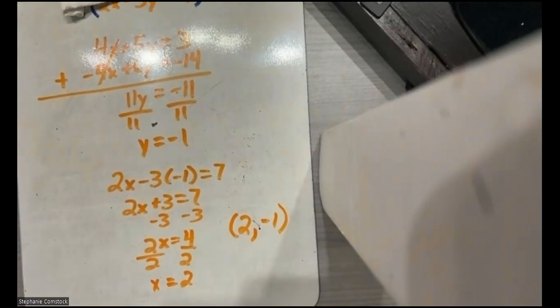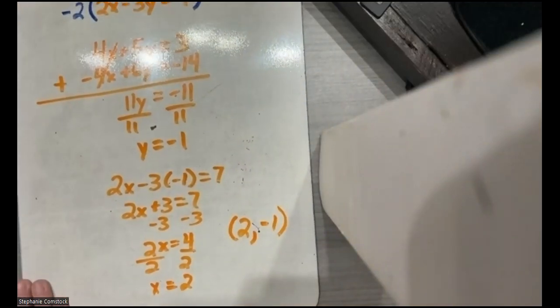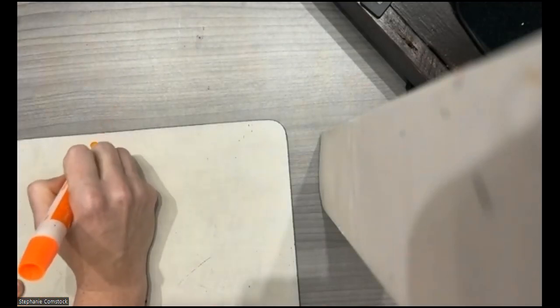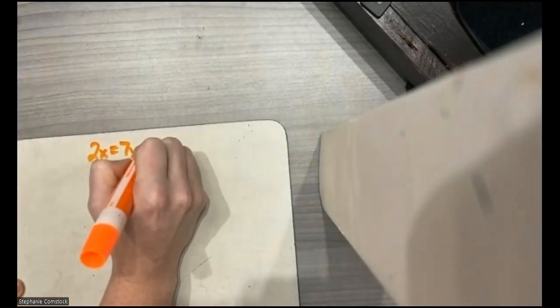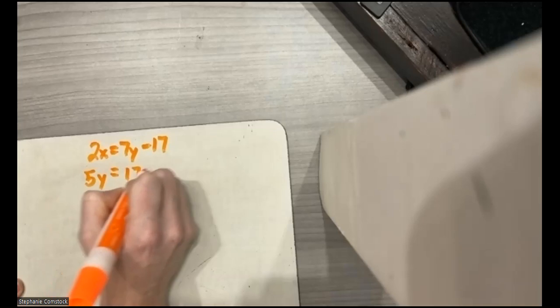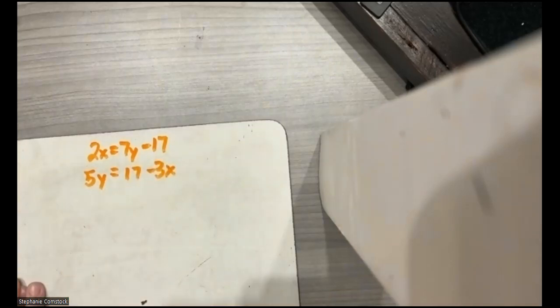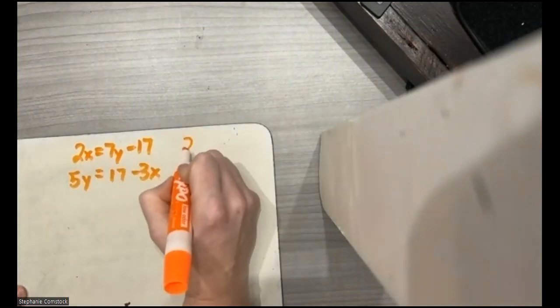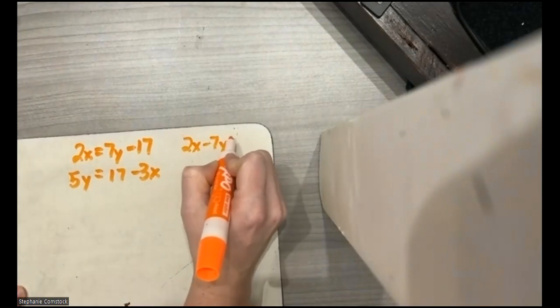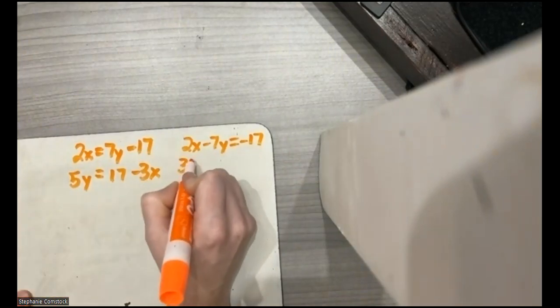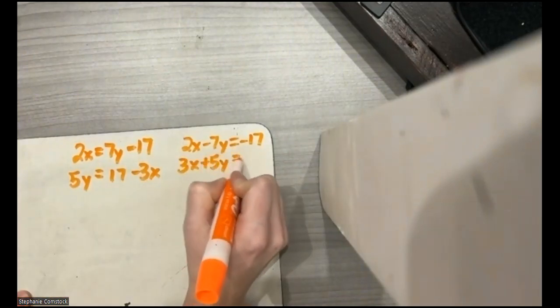Now, let's take a look at one of these where we get kind of what I was talking about, an ugly solution. Okay, so we're going to take a look at 2x equals 7y minus 17 and 5y equals 17 minus 3x. Now, the first thing that I'm going to do is get all of my x's and y's pushed over to the same side. So I'm going to subtract this 7y. Okay, and then I'm going to add this 3x on this second line.